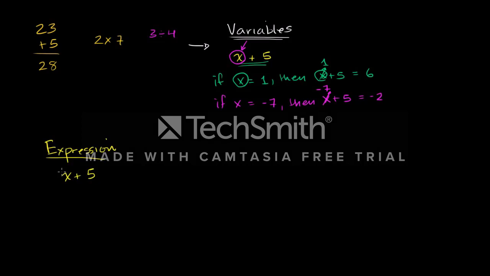Another expression could be something like y plus z. Now everything is a variable. If y is 1 and z is 2, it's going to be 1 plus 2. If y is 0 and z is negative 1, it's going to be 0 plus negative 1. These can all be evaluated. They'll essentially give you a value depending on the values of each of these variables that make up the expression.